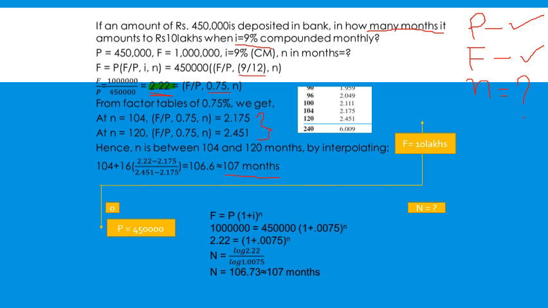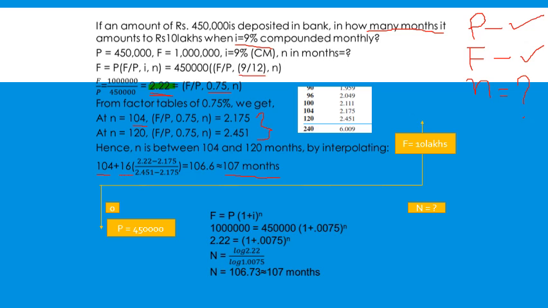How do I interpolate? 104. What is this 104? That is the lower value. 104 plus. Why is this 104 plus? You need to just see 2.22 is nearer to which value. 2.22 is nearer to 2.175 rather than 2.451. That is why it is 104 plus, or else it would have been 120 minus. In this case it is 104 plus because 2.22 is nearer to 2.175.